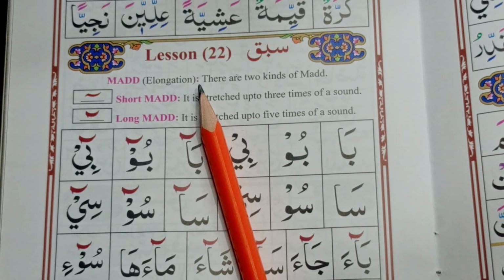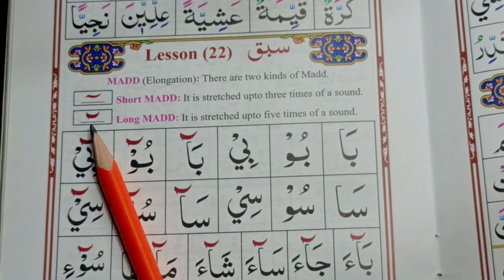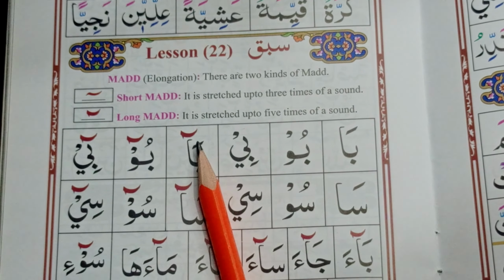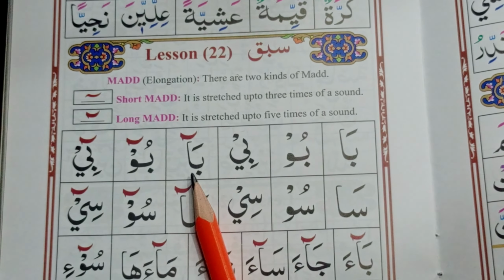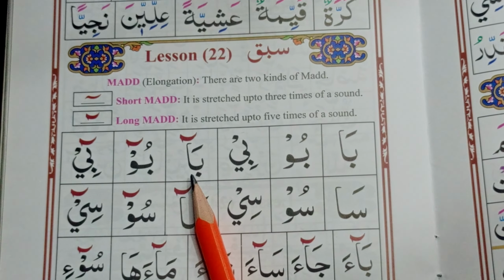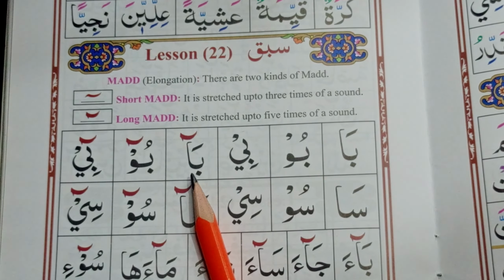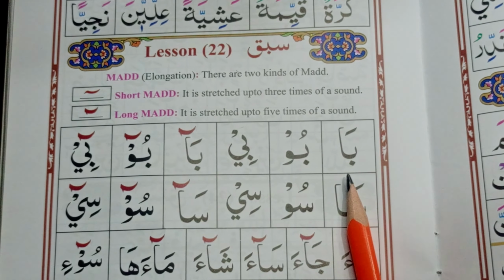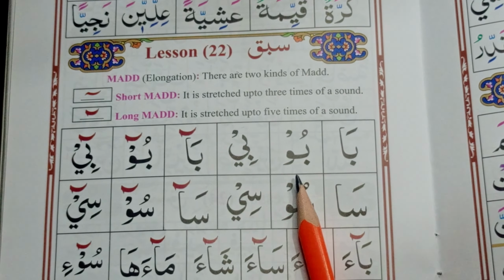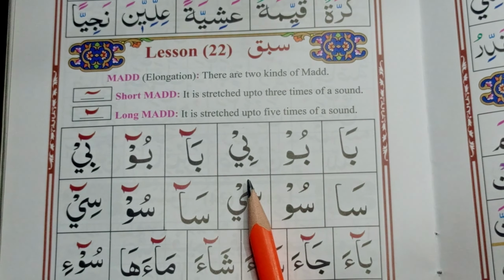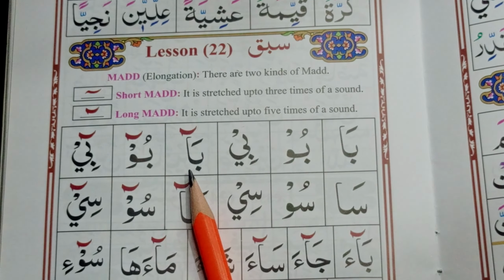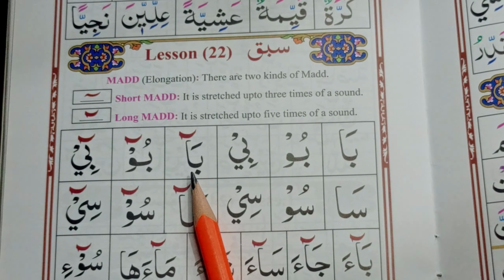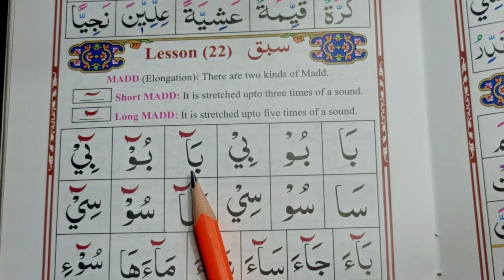Lesson 22 is all about this symbol. Its name is mad, short mad and long mad. When you see above any letter this symbol, this mad, its main letter is read too long. You can hold the sound at least 4 to 5 seconds compared to simple. For example, in the previous lesson we read ba fatha alif: ba, ba dhamma waw: bu, ba kasra ya: bi, not too long. But if you see above any letter this mad symbol, it's going to be too long. You can hold the sound at least 4 to 5 seconds like this.